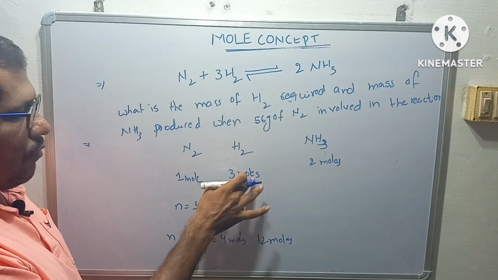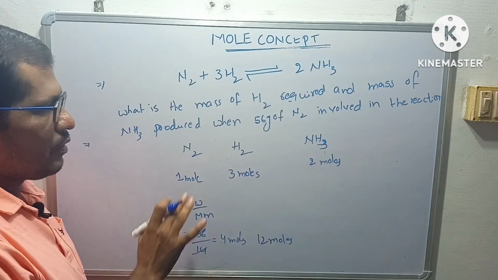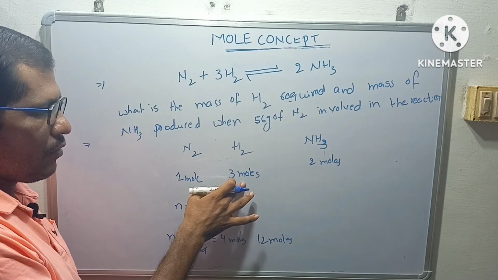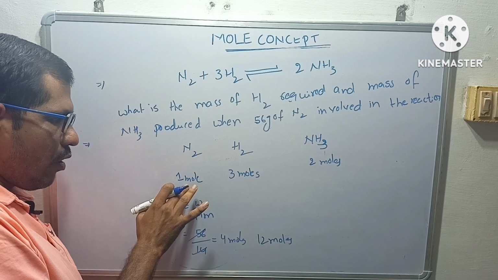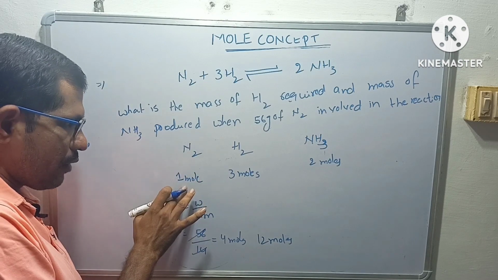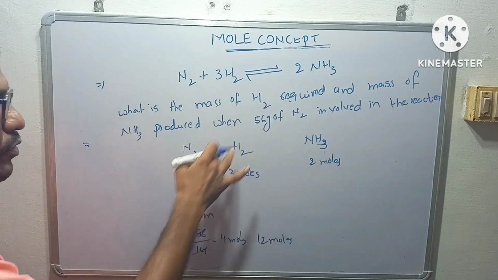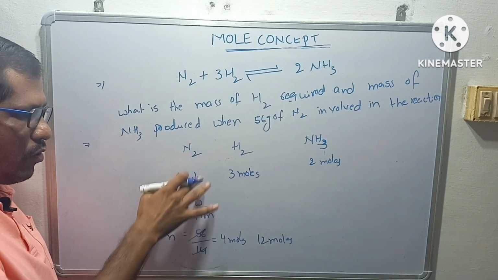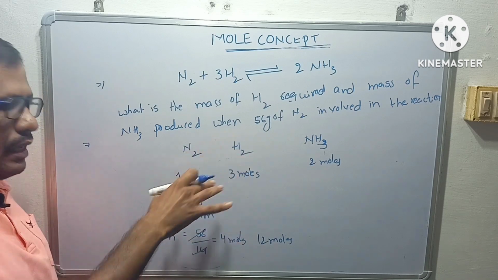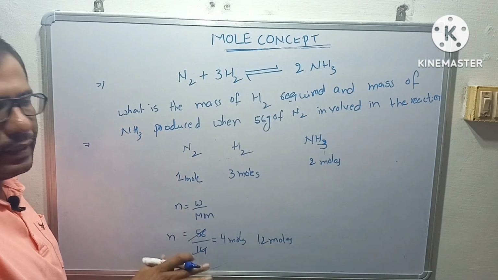Here again, for 1 mole of nitrogen, 2 moles of ammonia is produced. So don't bother about the H2. He has given the nitrogen moles. We need to build the relationship with nitrogen only. Don't bother about H2. H2 we are calculating, right?